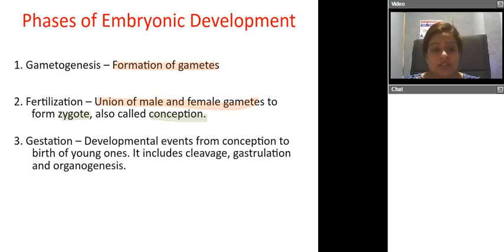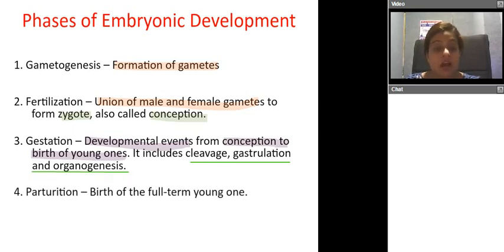Then comes the period of gestation. During this period, developmental events are seen from conception to the birth of young ones. I repeat, the developmental events from conception to the birth of young ones include the period of gestation. It includes certain processes like cleavage, gastrulation and organogenesis that we will see further in this chapter. And the fourth one is the period of parturition. This is nothing but giving birth to a fully developed young one. Right? Clear?